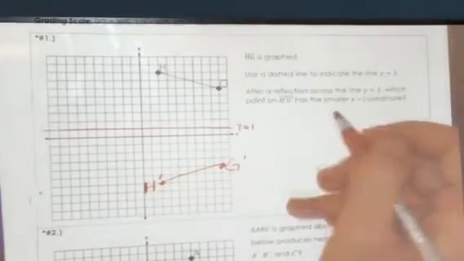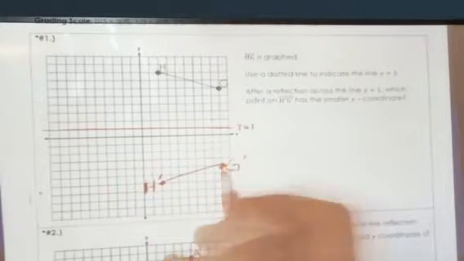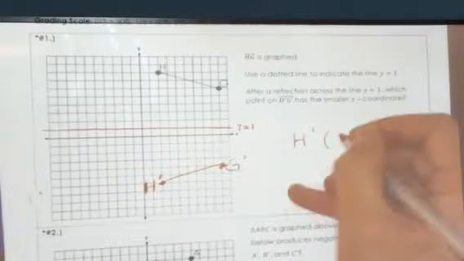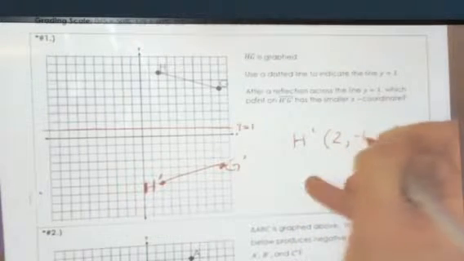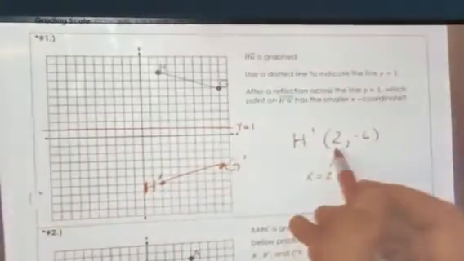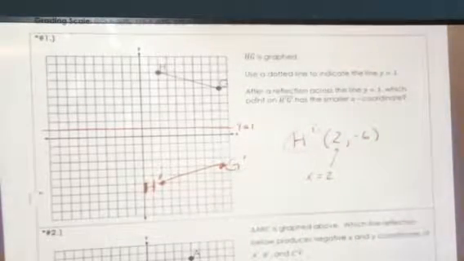And now, which has the smaller x coordinate? Well, here x equals 2, here x equals 9. So H prime has the smaller x coordinate, which is 2. That's the coordinate, and this is x equals 2. The coordinate is 2 comma negative 6, and H prime is the point that has it.